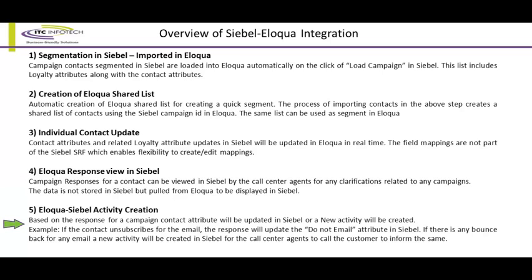Finally, we will show how this process creates follow-up activities in Siebel. For example, the current configuration creates an activity for the call center agent to follow up with the campaign contact whose email was bounced due to an incorrect email ID. Again, this configuration is not part of the Siebel SRF file.